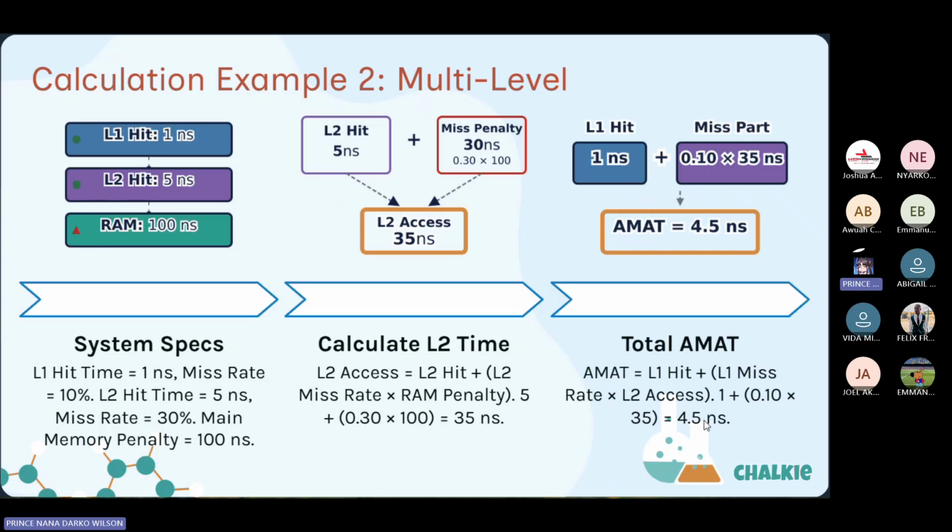And then we do the same thing. We compute the average memory access time, this time using the level 1 hit time, combining that with the level 1 miss rate and multiplying it by the level 2 access time that we've already calculated, since level 1 accesses level 2. That brings us to 1 plus the level 1 miss rate, which is 0.1, times the level 2 access time, which was given to be 35 nanoseconds. Putting all these together gives us 4.5 nanoseconds. That's the total average memory access time, and this time it is a multi-level total average memory access time.